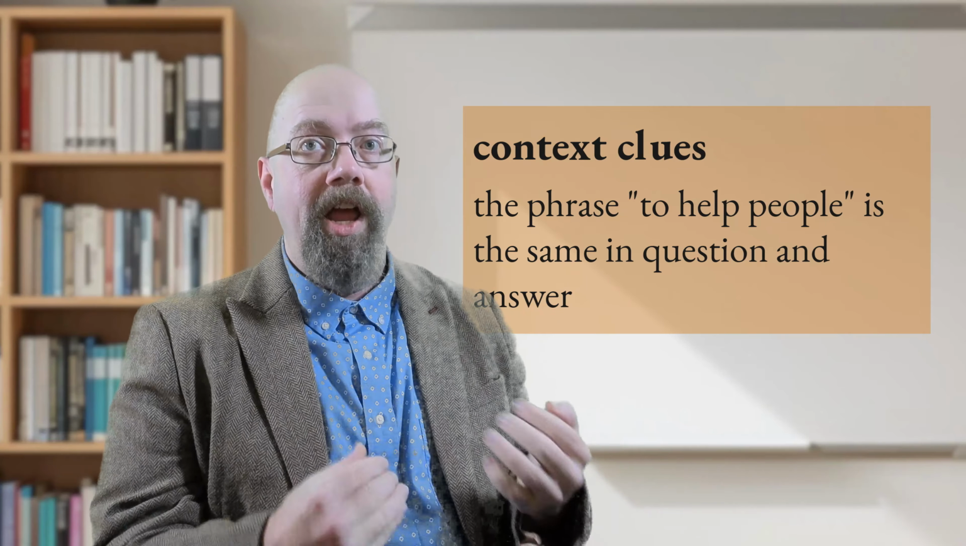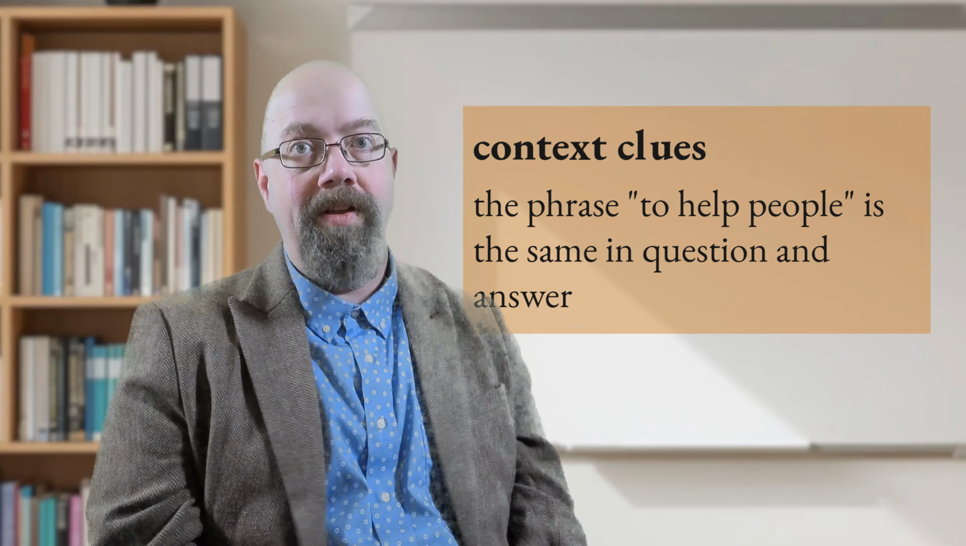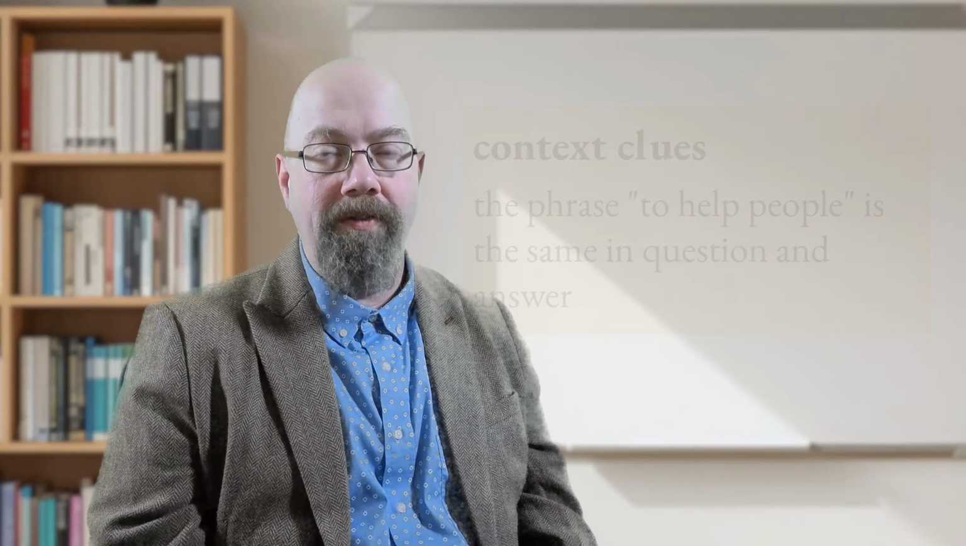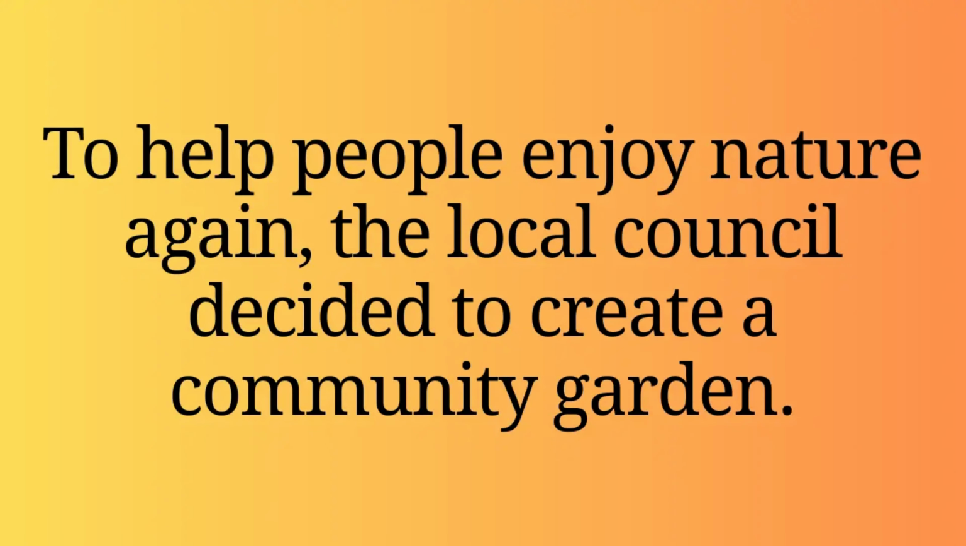And the way I know that is the second method. The second way we look at a question and then look into the text of the reading to find the same patterns of words. The second sentence of the reading says, to help people enjoy nature again, the local council decided to create a community garden. In there, you have the same phrase, to help people enjoy nature. Once you see that in the reading, you will know that's a good clue that maybe that's the right answer.